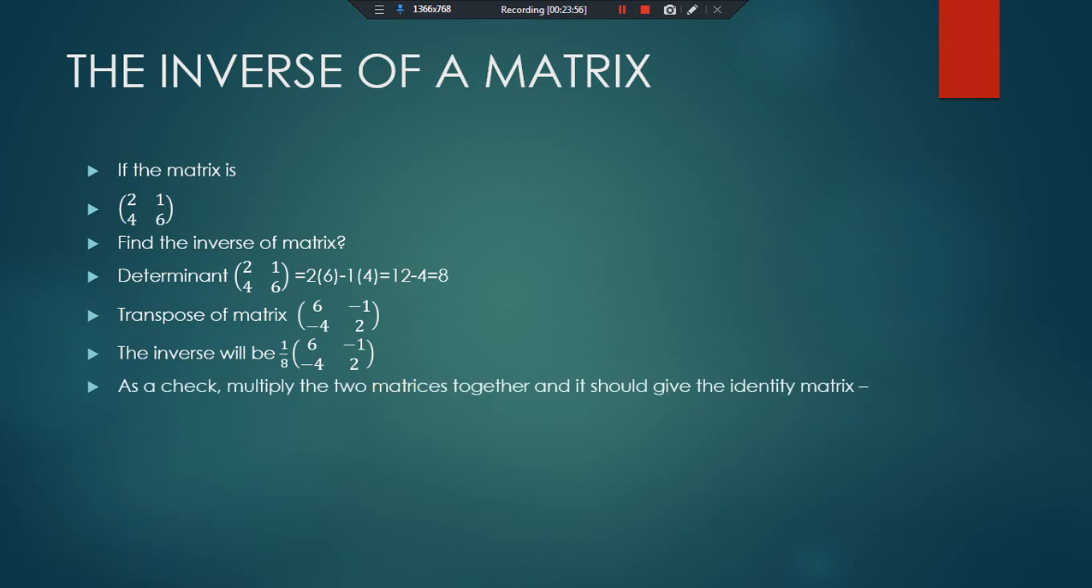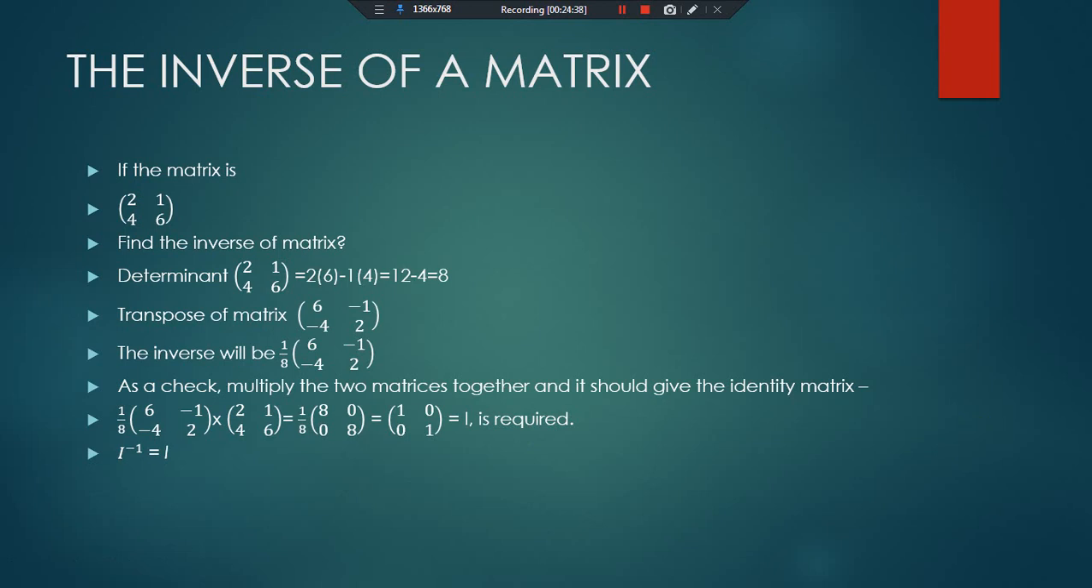As a check, you multiply the two matrices. Here is the inverse matrix, and here is the actual matrix. If you multiply the actual matrix with the inverse matrix and you get the identity matrix, then technically you are doing the procedure correctly, and if not, there are some mistakes in the process. Here we have multiplied the inverse with the actual matrix, and we get 1, 1 and 0, 0 everywhere else, and this is our identity matrix.